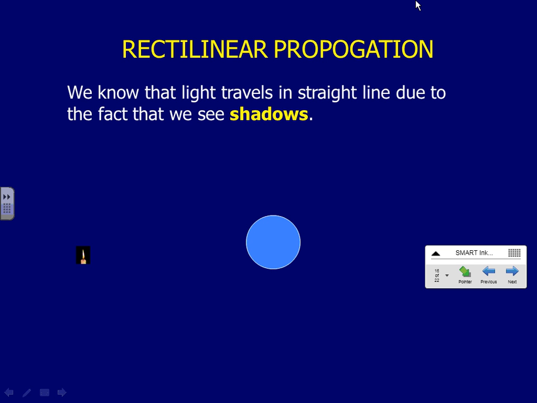How do we know that light travels in straight lines? We see shadows. Shadows are an example of rectilinear propagation.